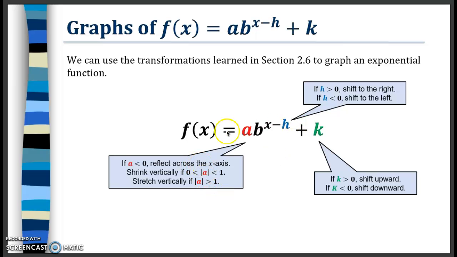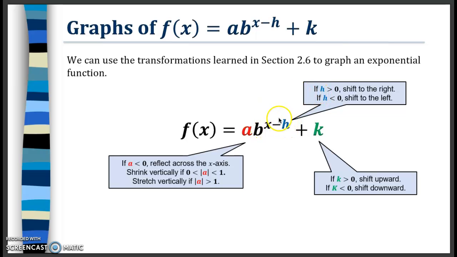So if we have an a in front of our base, this is usually a b because it's called the base of our exponential function. If a is negative, it reflects across the x-axis, very similar to other transformations we've talked about. It's going to be shrunk vertically if a is between 0 and 1, and it's going to be stretched vertically if the absolute value of a is greater than 1.